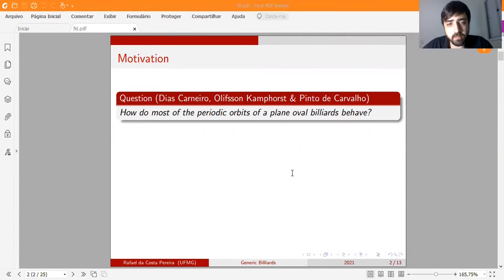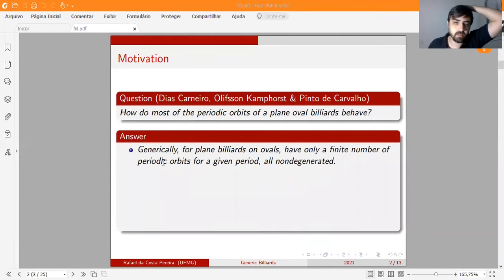Dias Carneiro, Alison Comforts, and Pinto de Carvalho asked the question: how do most of the periodic orbits of the plane oval billiard behave? And they answered that, generally speaking, plane oval billiards have only a finite number of periodic orbits for a given period. They are all non-degenerate.